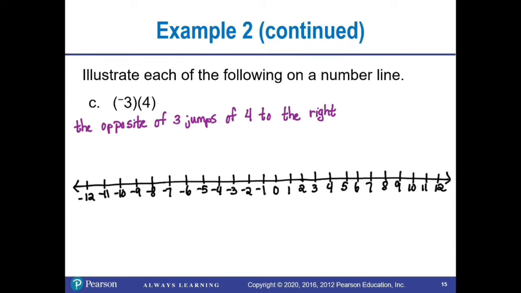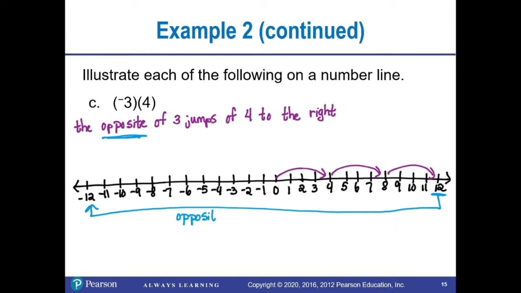We start at 0, and I take 3 jumps of 4 to the right. So here's 1 jump of 4, 2 jumps of 4, and 3 jumps of 4, and we land at 12. But remember, we have to take the opposite of 12. And so the opposite of 12 would be negative 12, and my answer here is negative 12.